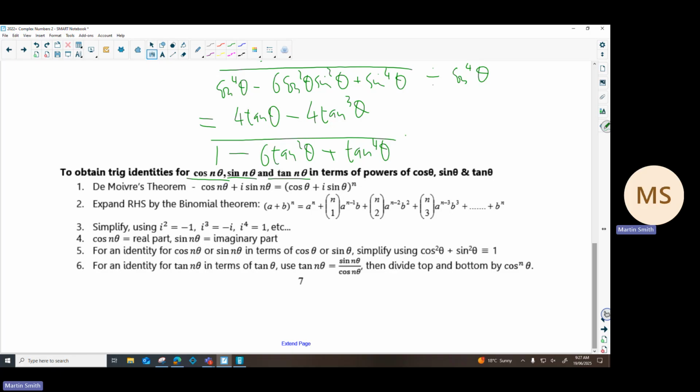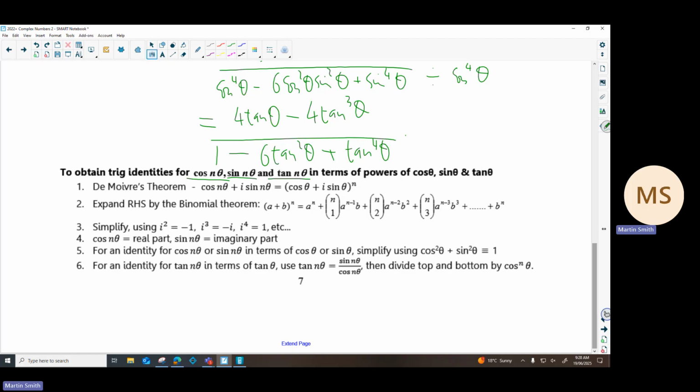And then step 4, you can split it into 2 separate identities. Cos n theta is the real part on the right, sine n theta is the imaginary part on the right. All of those steps 1, 2, 3 and 4 you will always do. Then you either do 5 or 6 depending upon what you are looking for. If you want an identity for cos n theta or sine n theta in terms of cos or sine, you will have already written down an identity.